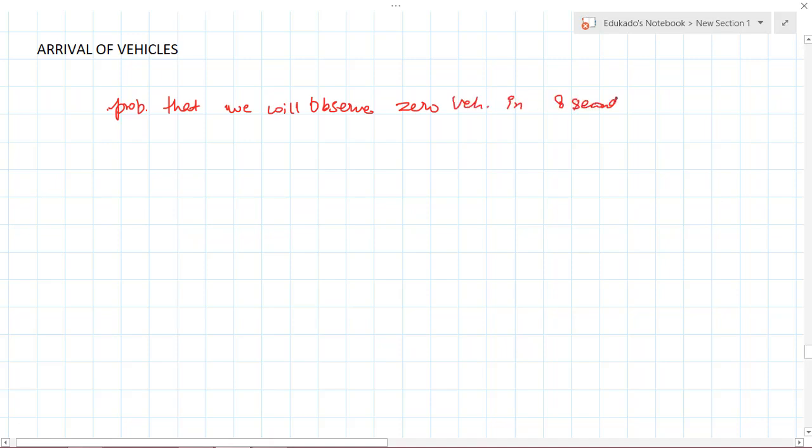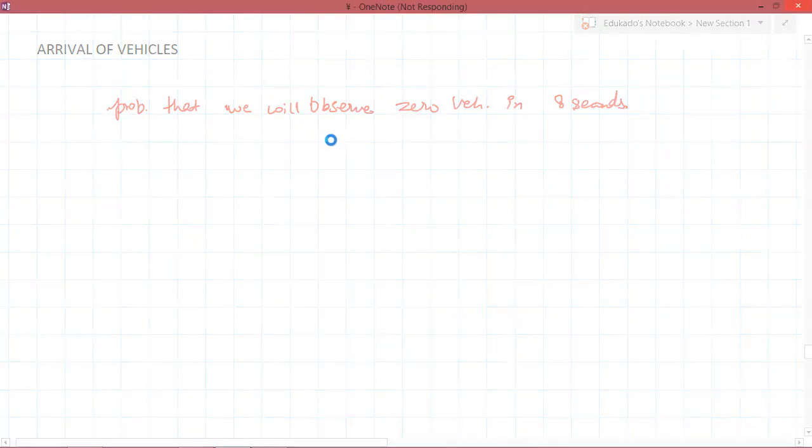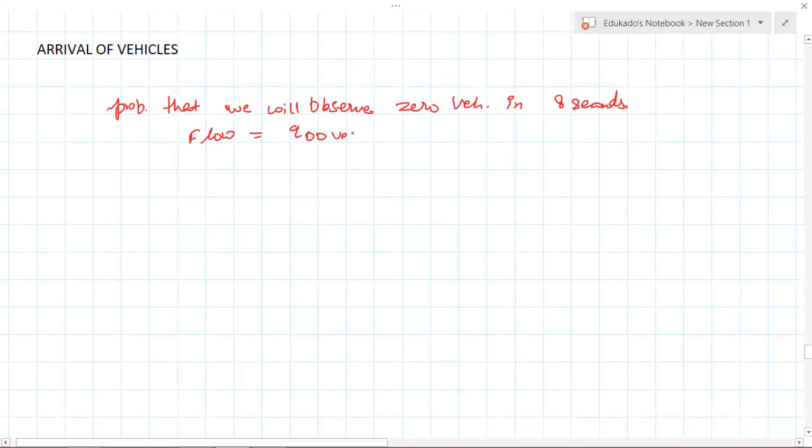So now let's see what I just said: I need to find the probability that we will observe 0 vehicles in 8 seconds, where the flow is given to you as 900 vehicles per hour. Now you need to calculate this probability.